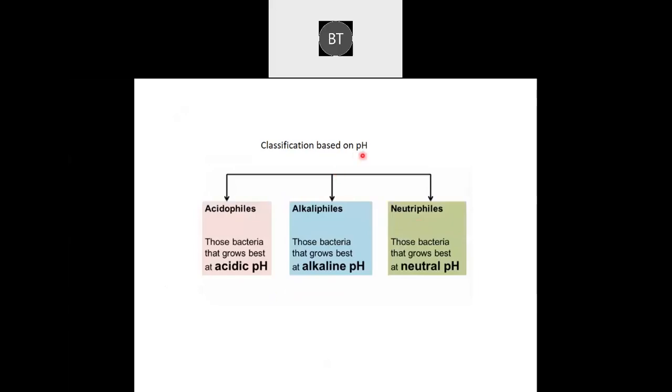Classification based on pH. Acidophiles are those bacteria which grow best at the acidic pH, that is, it can be from 1 to 5. Alkaliphiles are those bacteria that grow best at the alkaline pH, that is around 8 to 12. Neutrophiles are those bacteria that grow best at the neutral pH.